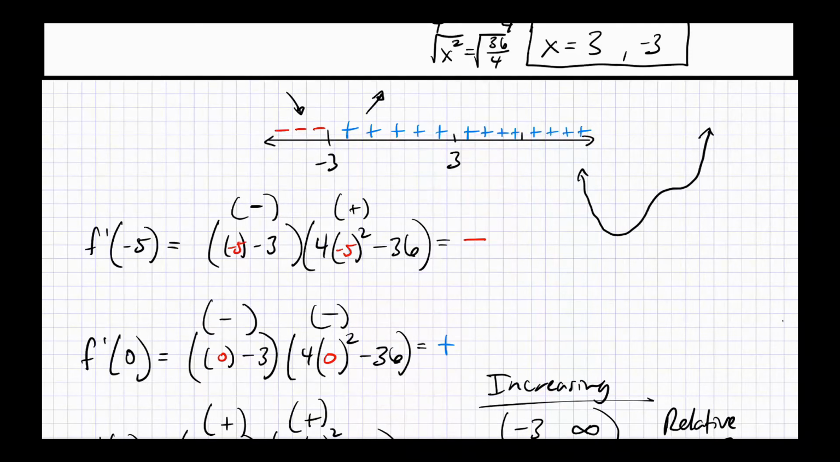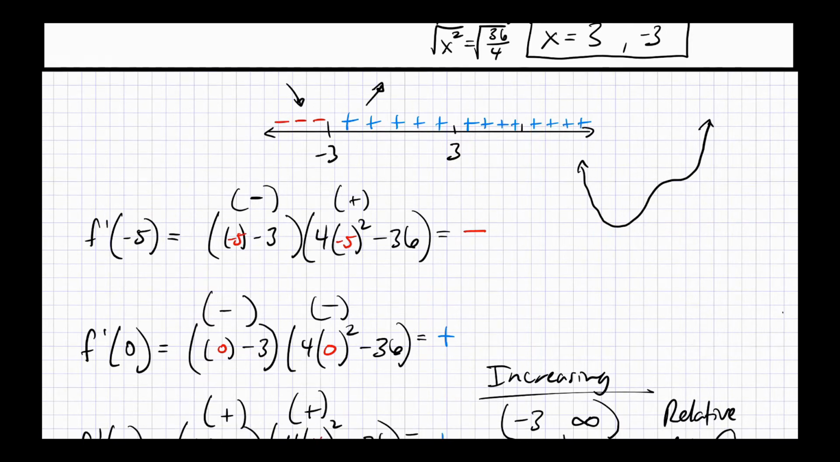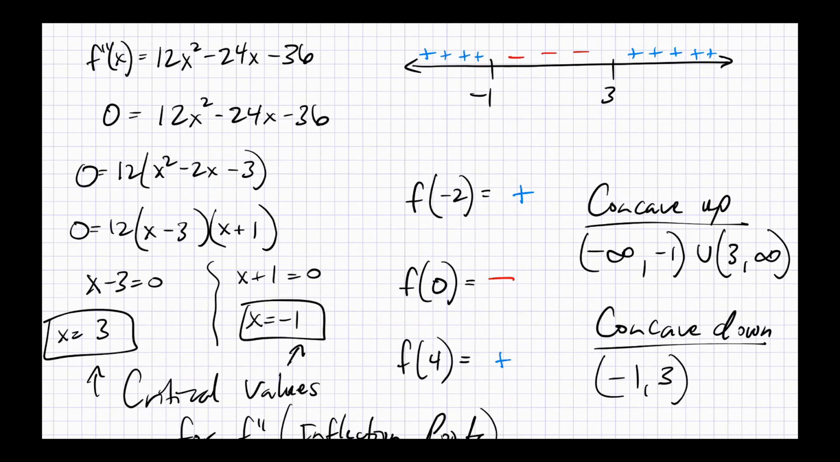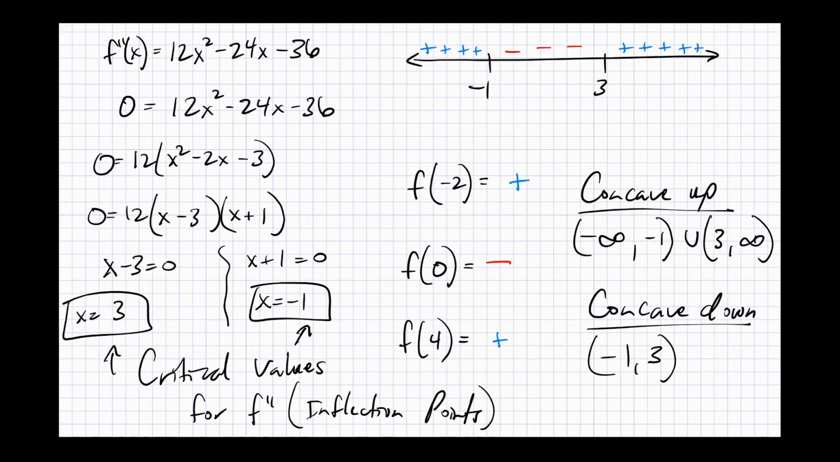Something like that. Where at 3, it kind of pauses and the derivative is 0, but then it keeps increasing. It doesn't go back down. So this right here is not a maximum or minimum. We only have one relative minimum. Okay, that's the first derivative stuff. Second derivative stuff. Second derivative, negative or positive 12x squared minus 24x minus 36. Factored that, I got 3 and -1.